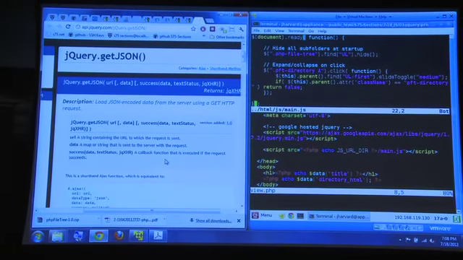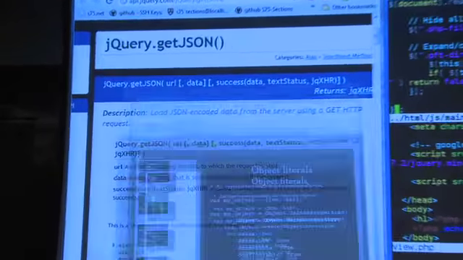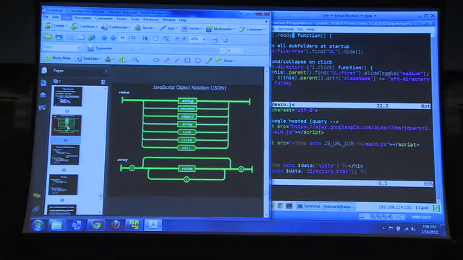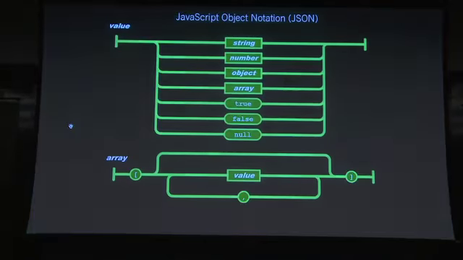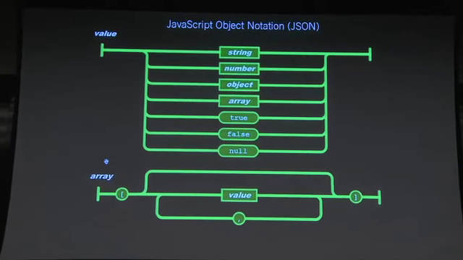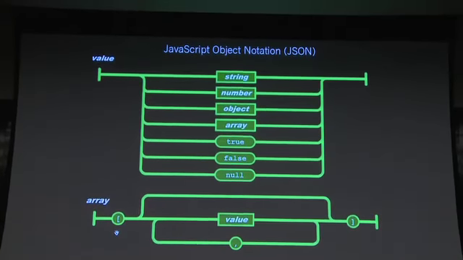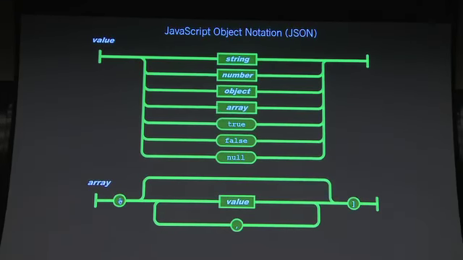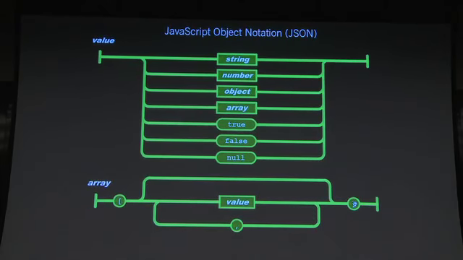JavaScript object notation is, we just barely didn't get to that slide. Let's get to it. So this is the syntax of JavaScript object notation. You can have brackets, and within brackets, you can have a value separated optionally by a comma. And a value can be a string, number, object, array, true, false, or null.